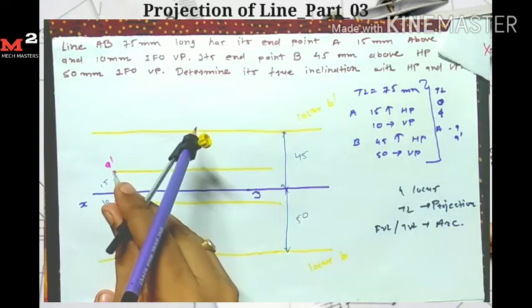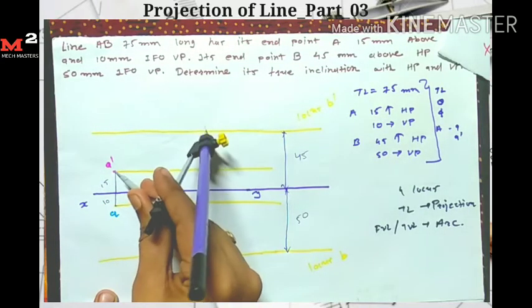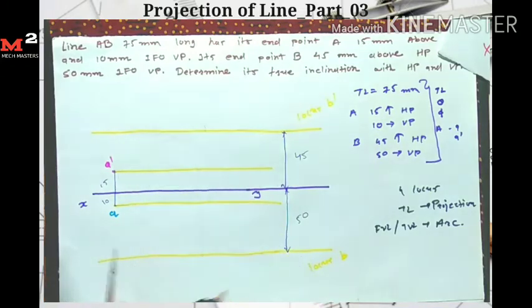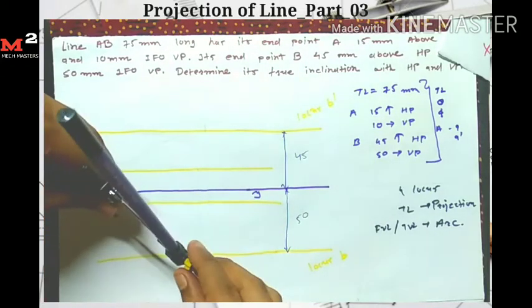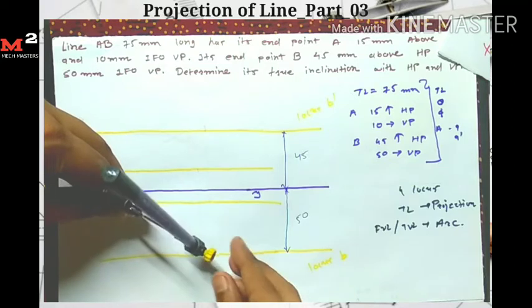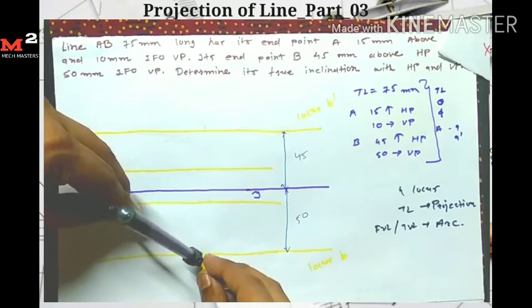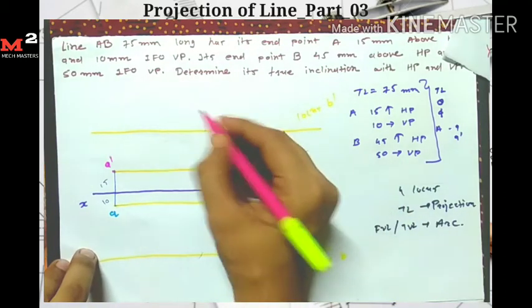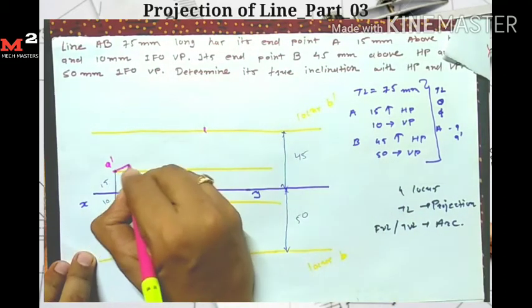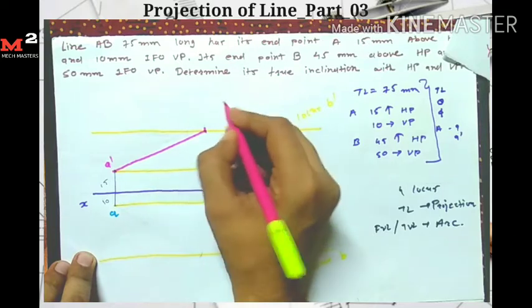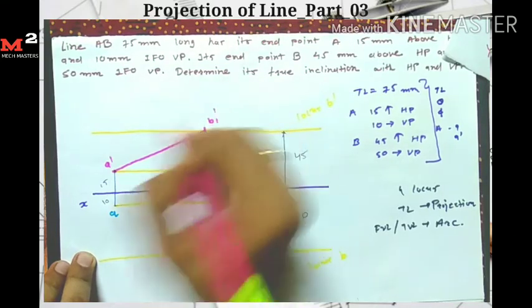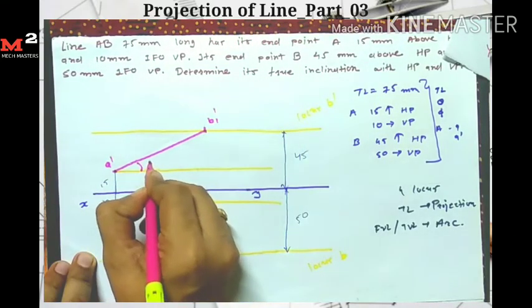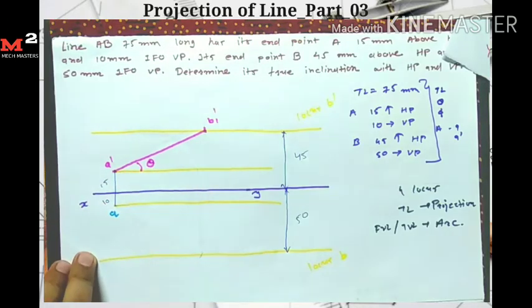Okay, I draw one arc on this locus here. Similarly, I take A as a center and 75 mm as a distance, and I draw one arc here. At this point I draw my true length, so I write down point B1 dash here. So this is my angle theta, that the true length makes with the HP.